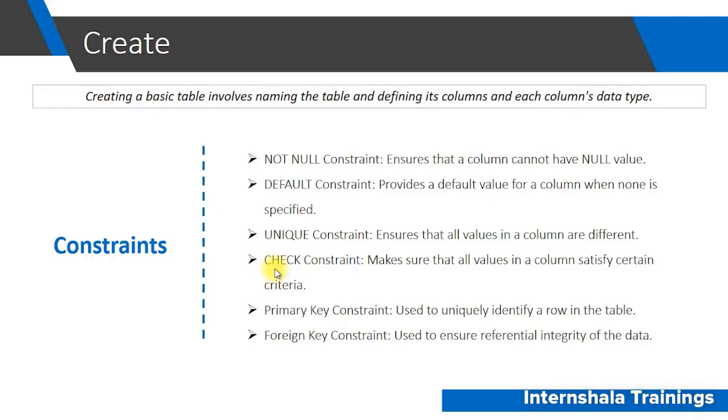Last two are the key constraints. You can specify any column to be a primary key or a foreign key. Let us look at these two types of keys.